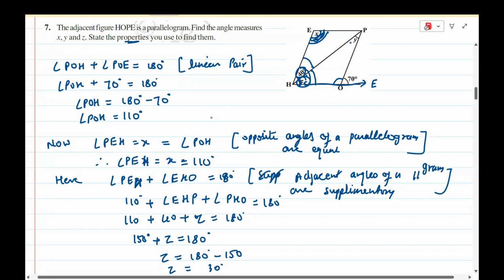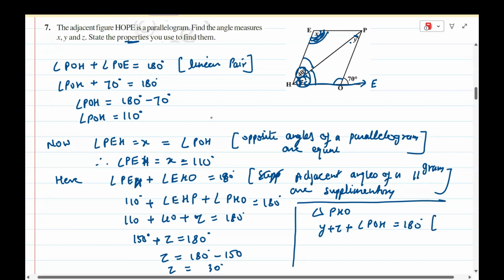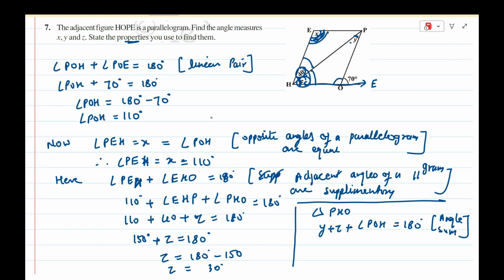Correct? Okay. Now we are left with this angle. So here, either you can use the angle sum property of triangle. I'll just make a box over here. Triangle PHO. So here, Y plus Z plus angle POH is 180 degree. That is angle sum property of triangle. Why I need to calculate? Z I got, yes, it is 30 degree.